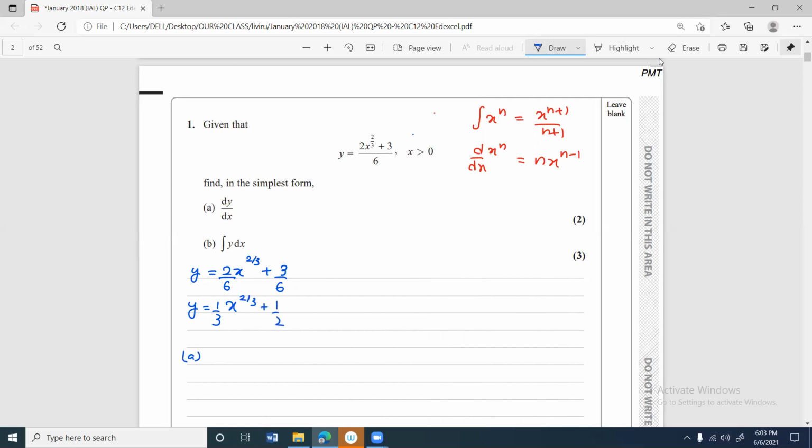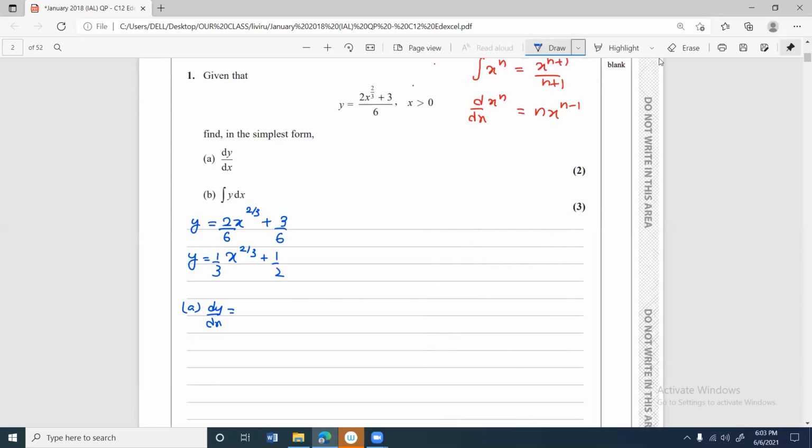Initially we can come up with the differentiation, dy by dx. If you differentiate this, the answer would be 1 over 3 times 2 over 3 x to the power 2 over 3 minus 1, plus, if you differentiate a constant, the answer is 0. The final answer is 2 over 9 x to the power minus 1 over 3. Usually we won't write the negative powers. You can bring this negative power down with x, because remember that this power is only for this x, not for the 2. Therefore you can take this x down and write it in this format. That is the answer for this.